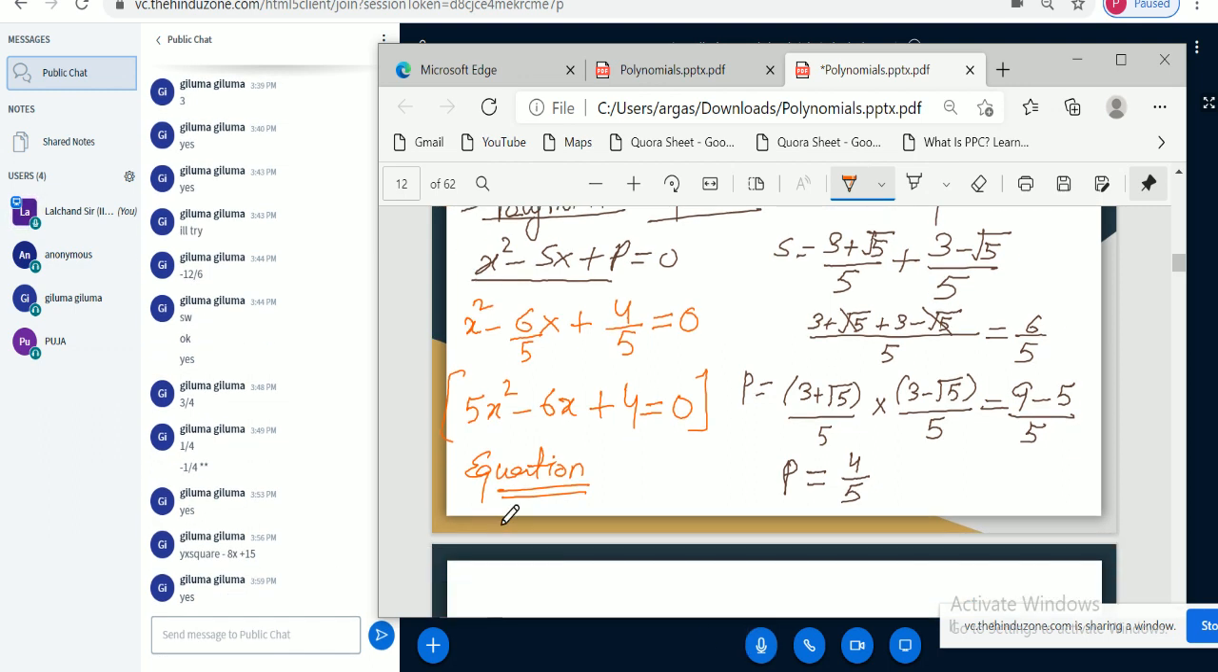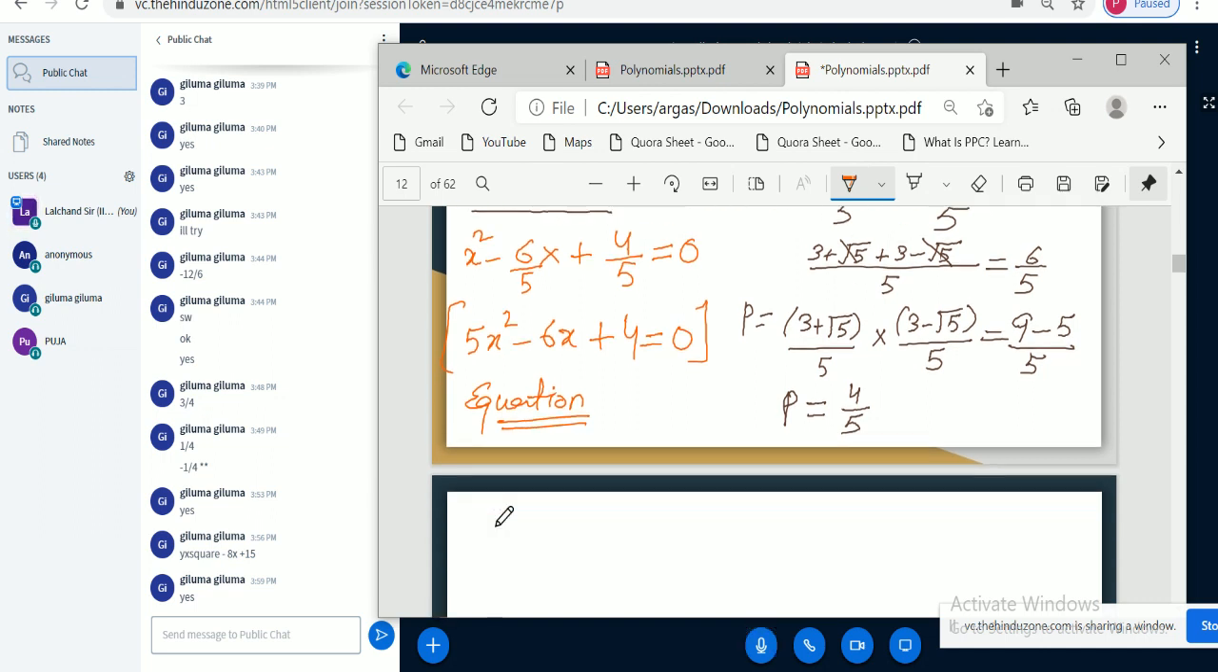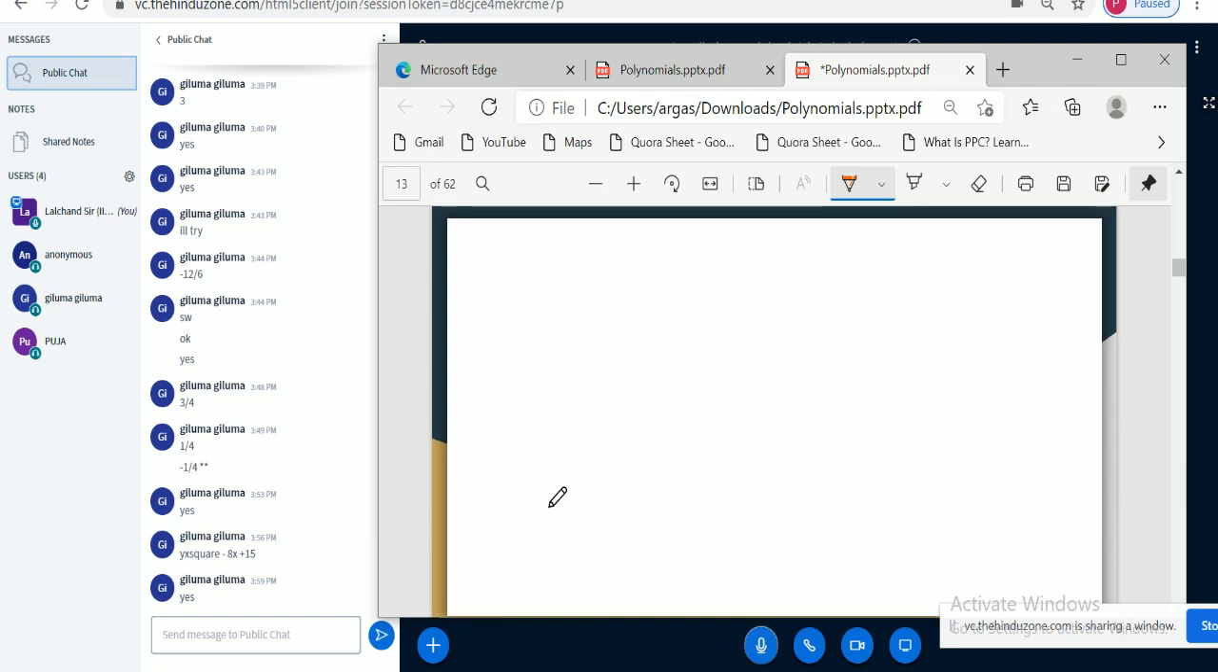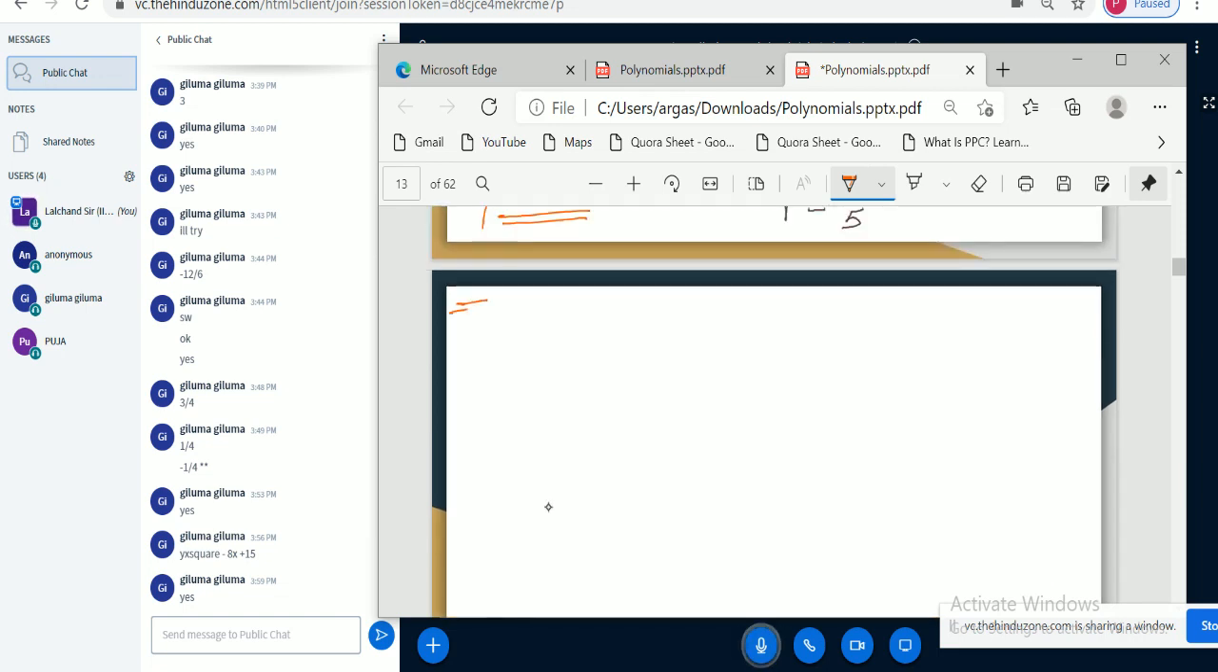Okay, so now you can solve quadratic polynomials easily. Up to quadratic polynomial, is every concept clear to you? Okay, so just try to solve your exercise based on polynomials. You can easily solve that type of question. So let me talk about cubic polynomial.